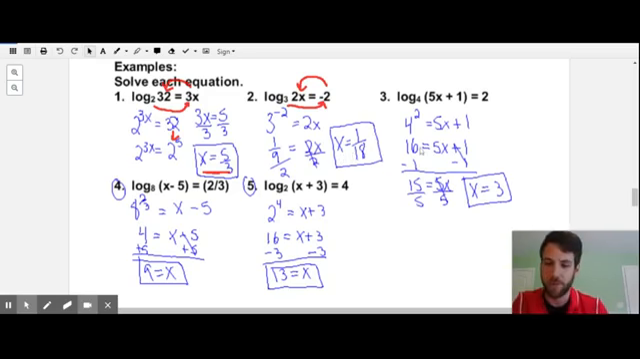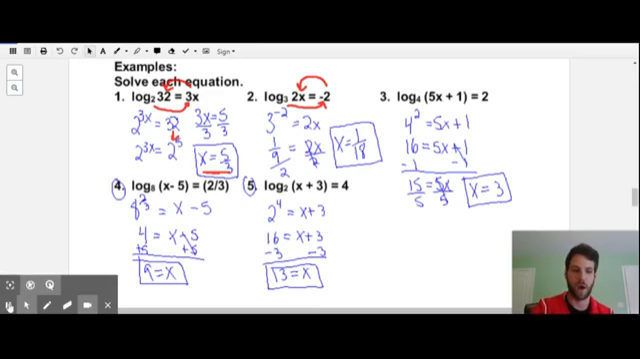Number 3, same process really, where we are doing 4 to the power of 2. And just that makes it 16 equal to the input of 5x plus 1. Solve that for x equals 3. And then 4 and 5, similar to number 3, where you're doing 8 to the power of 2/3 equals x minus 5. Put 8 to the power of 2/3 into your calculator, you get 4. And it's equal to x minus 5, giving you an answer of 9. And then 5, as you can see, is very similar as well.